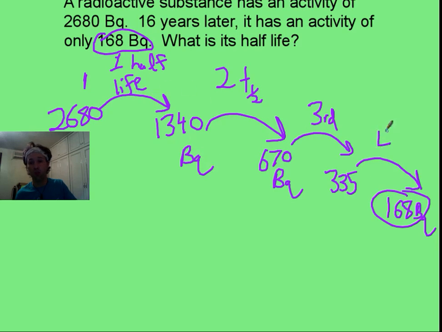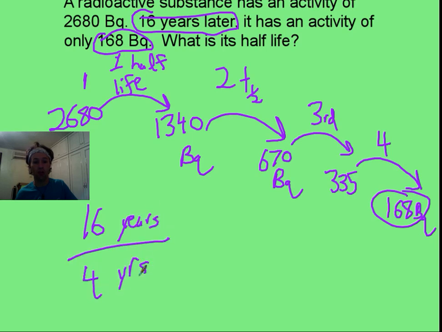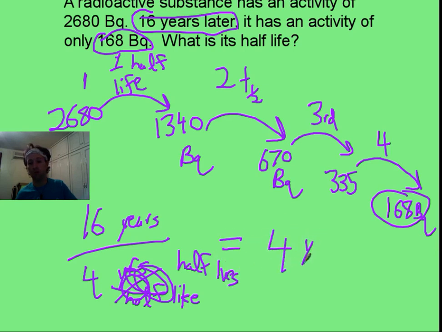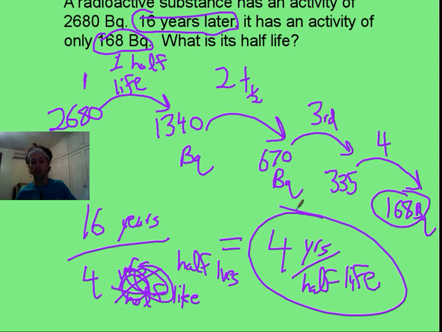So it went through 1, 2, 3, 4 half-lives. And if it took 16 years, you know 16 years divided by 4 half-lives is going to give you 4 years per half-life. And that is your answer. It's just that easy.